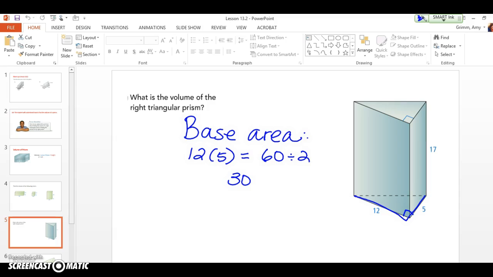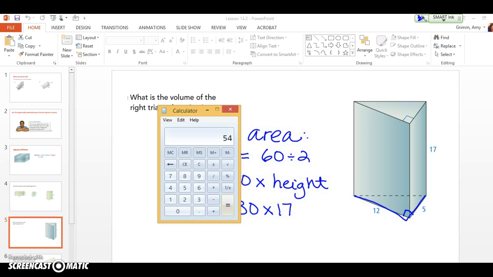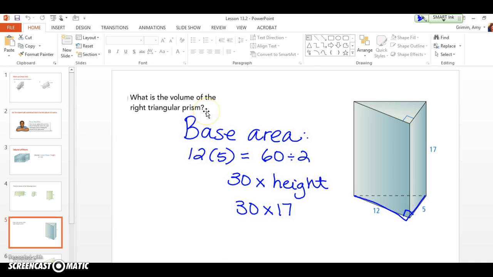17. So I'm going to take 30 times now the height. So multiply this by your height. So now we have 30 times 17, and that's going to be a fairly big number. 510. Good. And this does not give me units, does it? So we're just going to put cubic units.